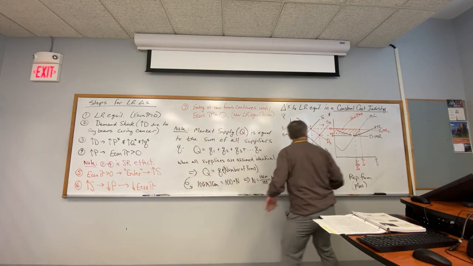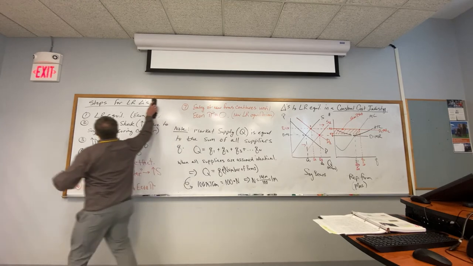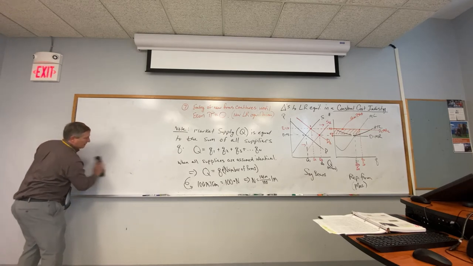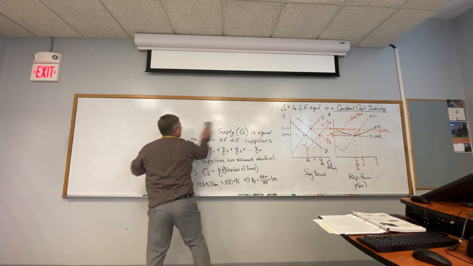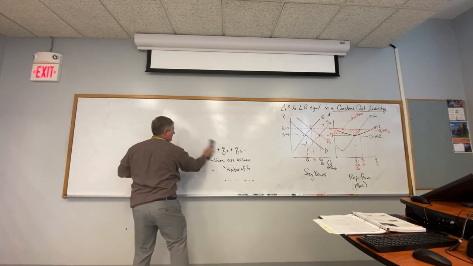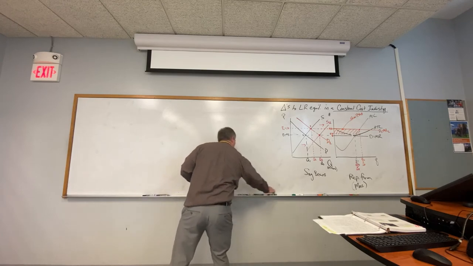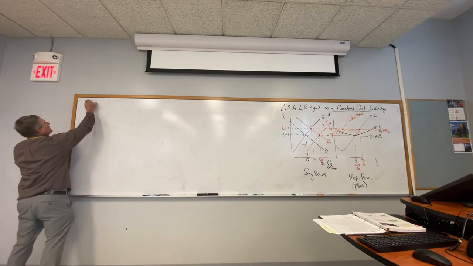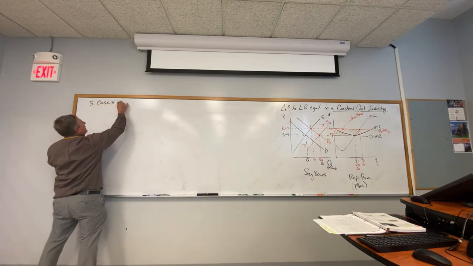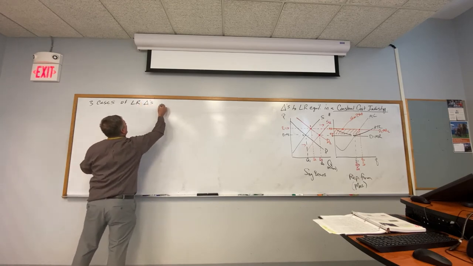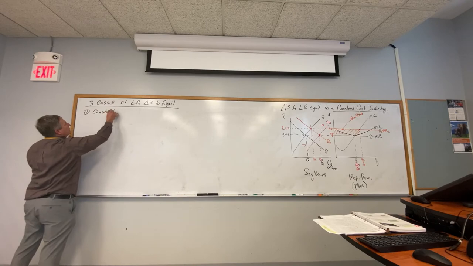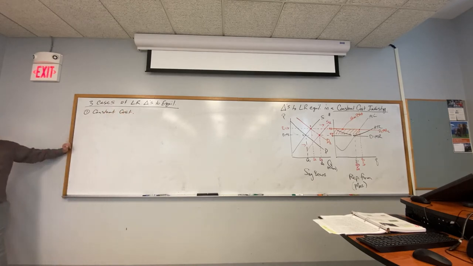Your textbook does a good job of outlining that. I'm gonna make some notes here that hopefully you can connect it back to the constant cost industry. And then we'll move on to our next topic. Okay, so the other cases here. Let me summarize the other one too. So three cases of long run changes to equilibrium. Number one is what we just did, the constant cost. And what that means is that the supply curve is going to be kind of flat.